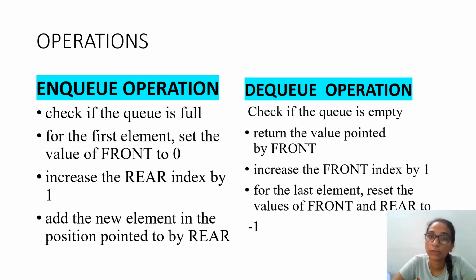What is meant by dequeue operation? Dequeue means deleting an element from the queue. We have to check whether the queue is empty. Queue is empty means front and rear values are -1. If it is not empty, then increase the front index by 1. For the last element, set the front and rear values to -1.